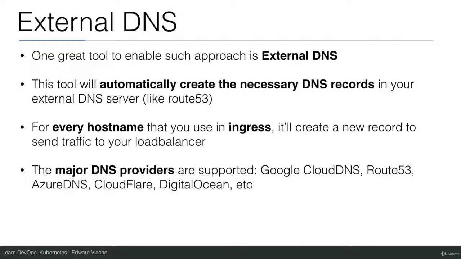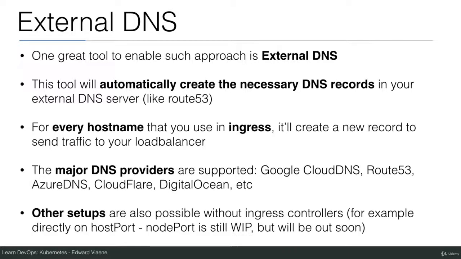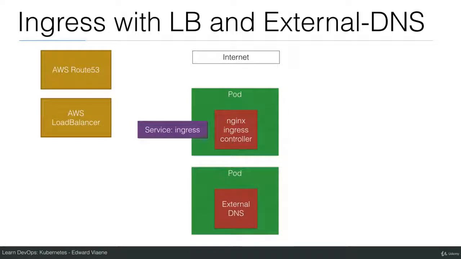The major cloud DNS providers are supported: Google Cloud DNS, Route 53, Azure DNS, Cloudflare, DigitalOcean, and so on. Other setups are also possible without ingress controllers. For example, directly on the host port or using the node port. The node port is still work in progress, but it will be out soon. Let me show you how this external DNS works with a diagram.